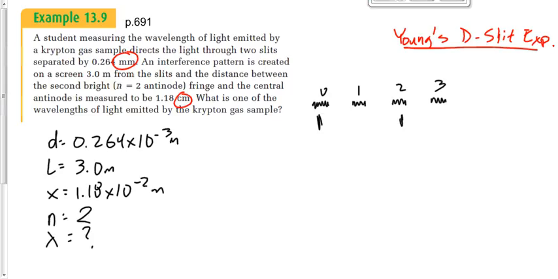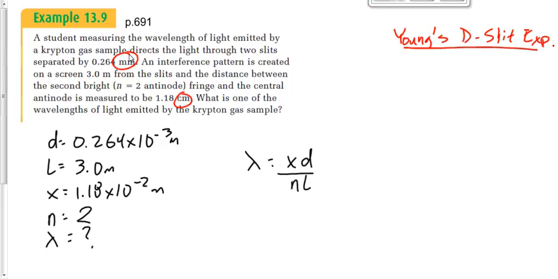So it looks like I want to use this equation, lambda is equal to xd over n times L. It fits the givens. But remember, there was a big if by that one. We've got to check to see if we're allowed to use it. We have to check to see if the angle is small enough, below 10 degrees, to use it.